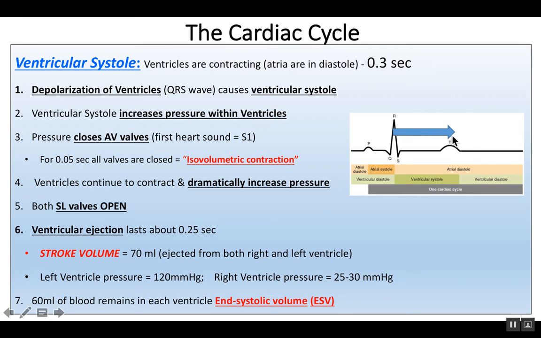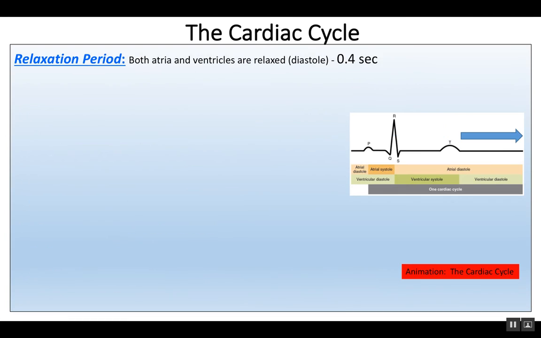Now we need to get into a relaxed state. The relaxation period is the period in which all chambers are relaxed. All chambers are in diastole. The atria have been in diastole, so they stay relaxed. The ventricles are the ones that have to switch from contracting to relaxing. This is the most variable period of the three. This has to shorten if we're going to increase our heart rate, or this period lengthens if our heart rate goes down. So faster heart rates have shorter relaxation periods.